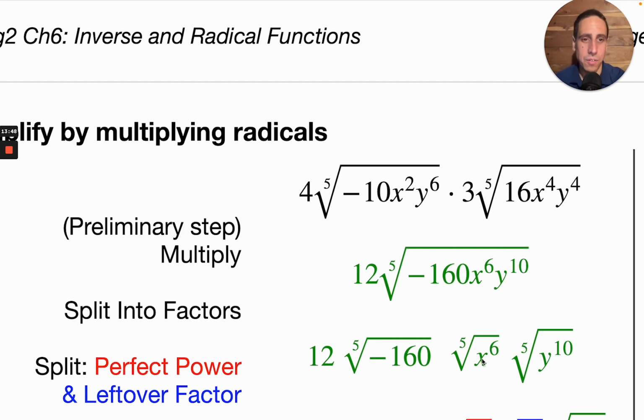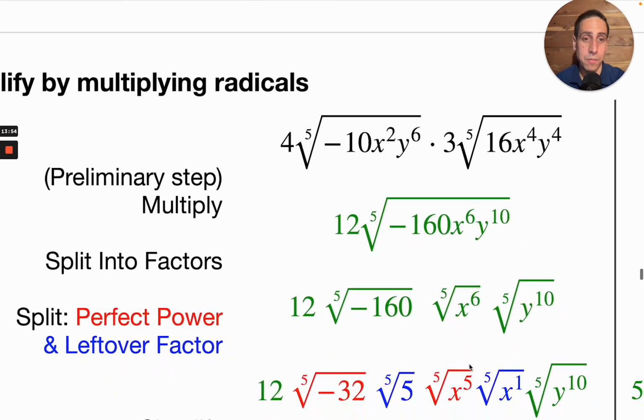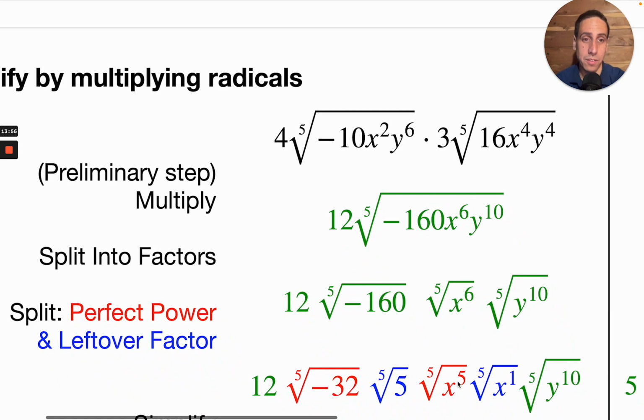Not so easy to do over here. It would be way easier if it just said x to the 5th, because 5 divided by 5 is 1. So that's in fact what I'm going to do. I'm going to split up this x into x to the 5th times x to the 1st. And so this red thing is going to be easily simplified, and the blue one will not.